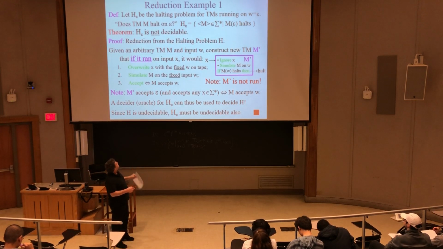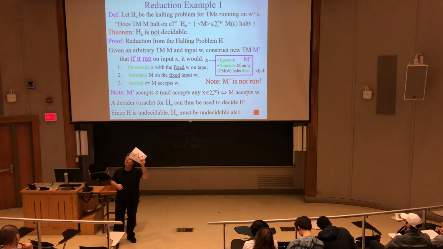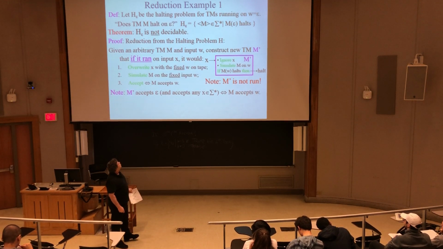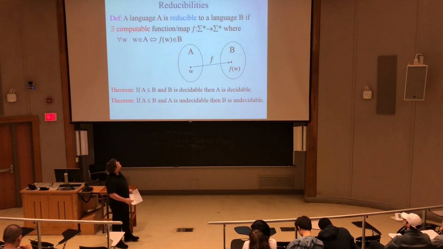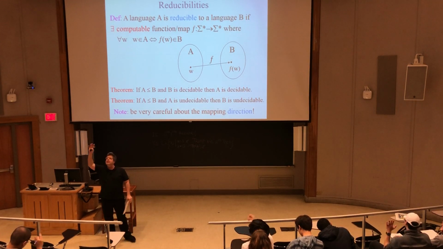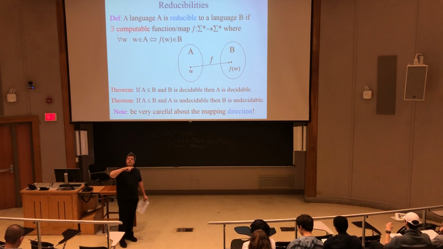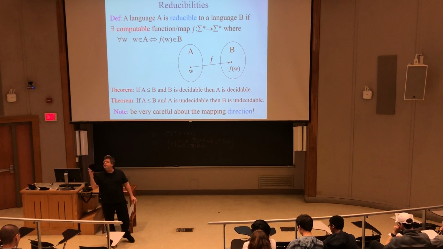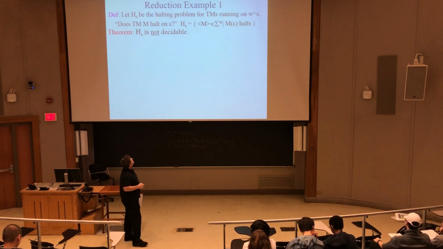So the process of converting an M and a W into an M prime, that process is F in this picture. That's the mapping F, this compilation process. How many get this? Okay, that's a bunch of you. Good. Any questions about this so far? So this is a quick summary of what we did on Tuesday.